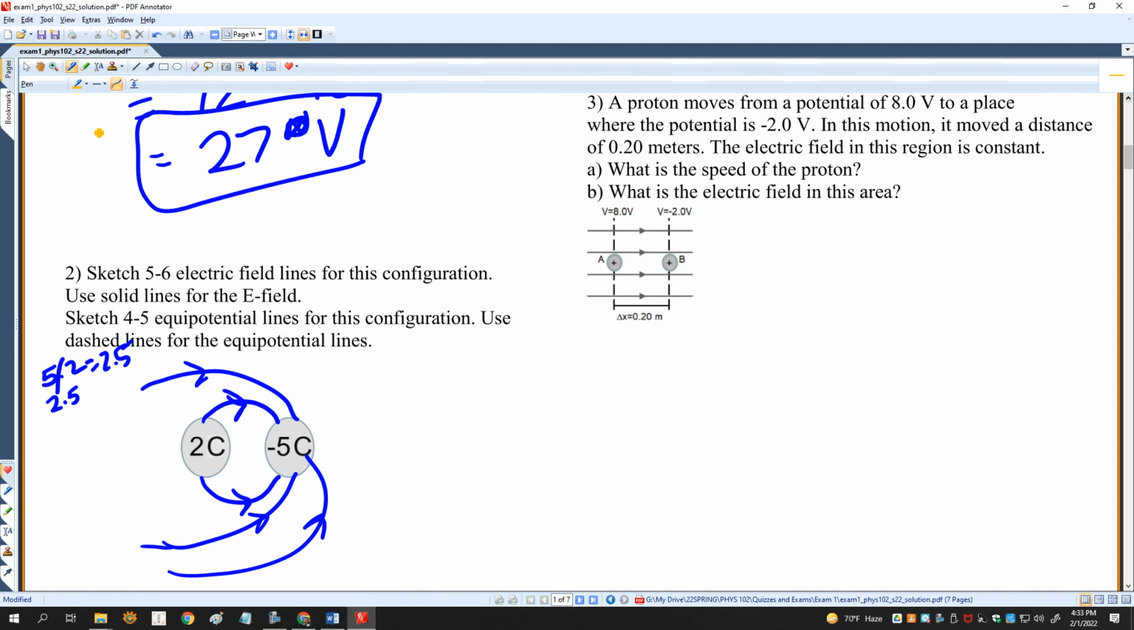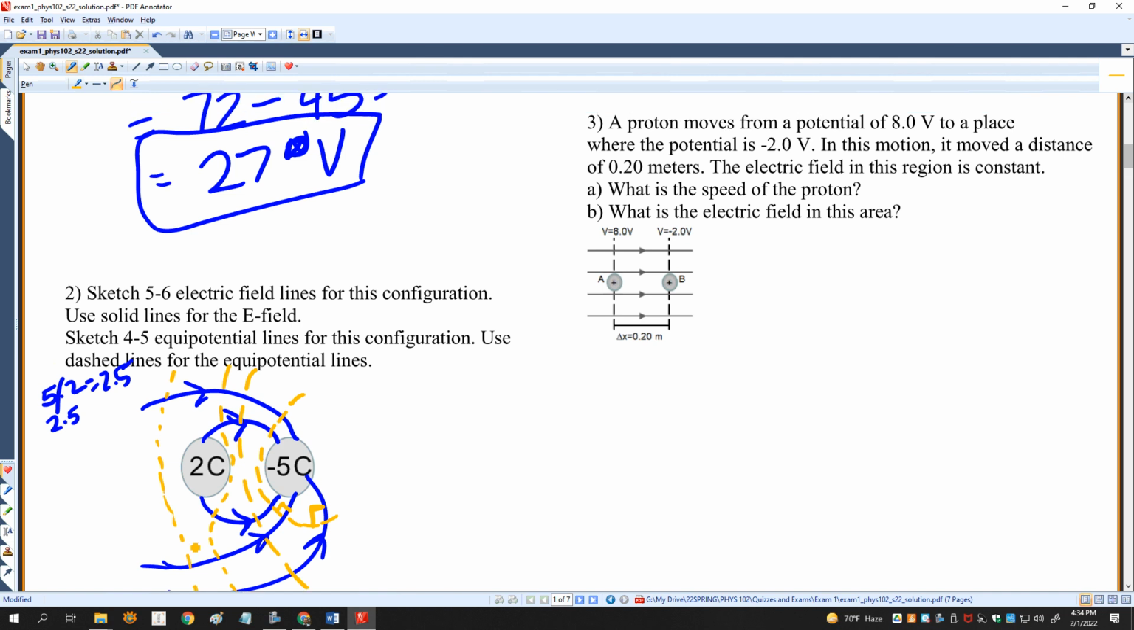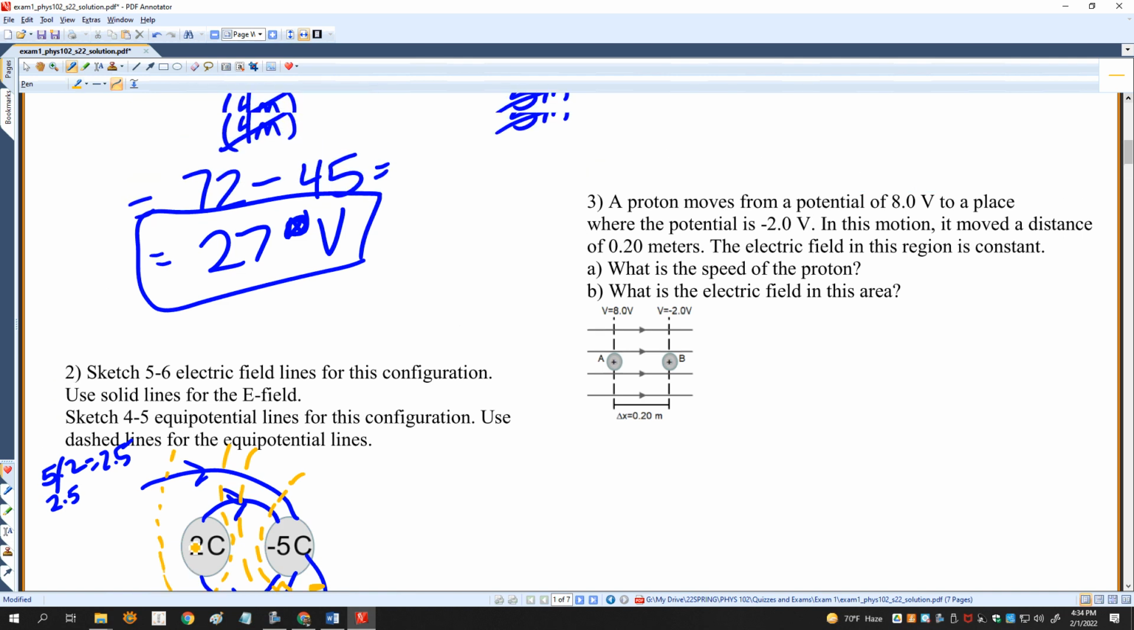And now drawing my equal potential lines, they should always be perpendicular. So I'm looking that these angles are 90 degrees. So it's going to look something like this. Like that. I might have one that comes over here. Something like that. Okay? So those are my field lines and my equipotential lines.